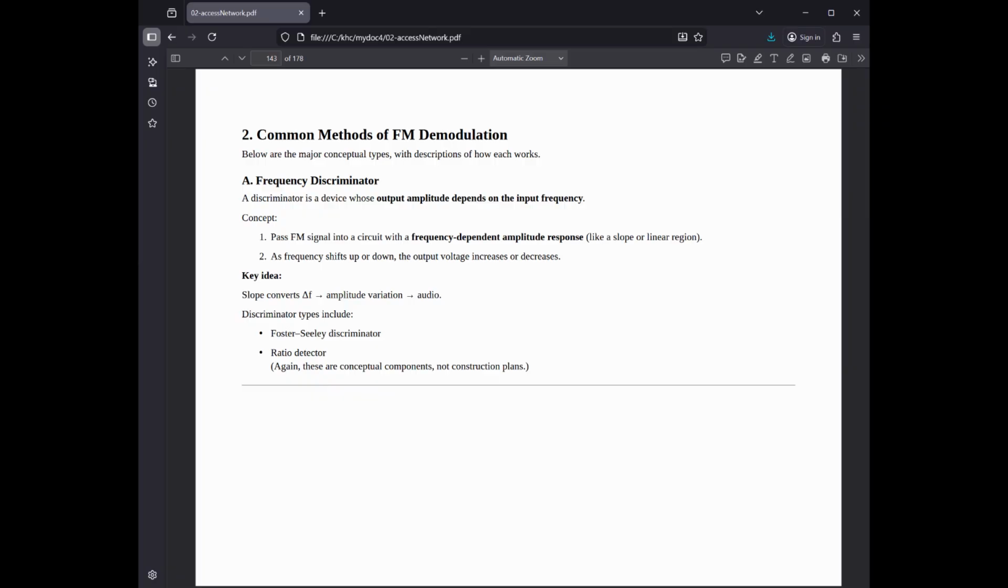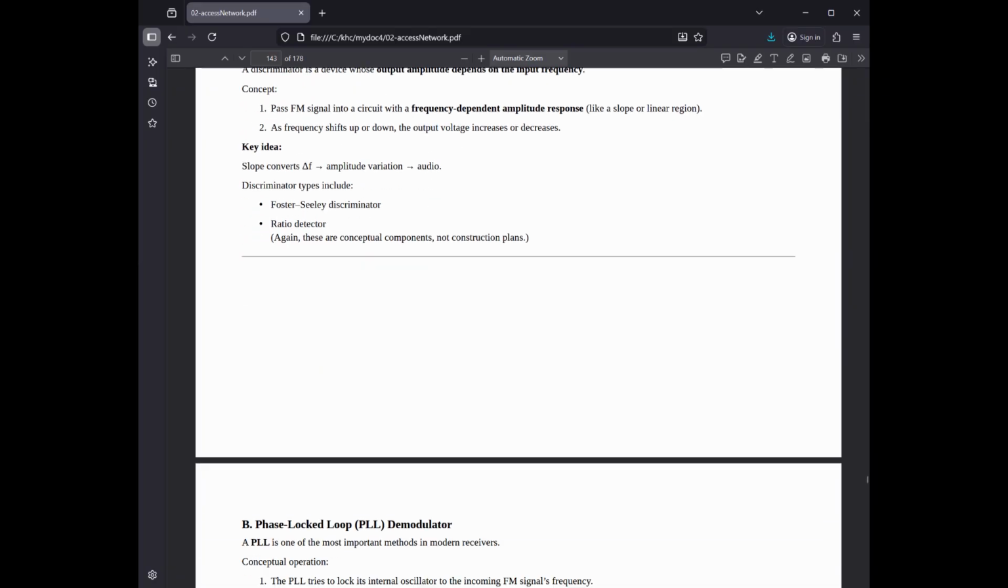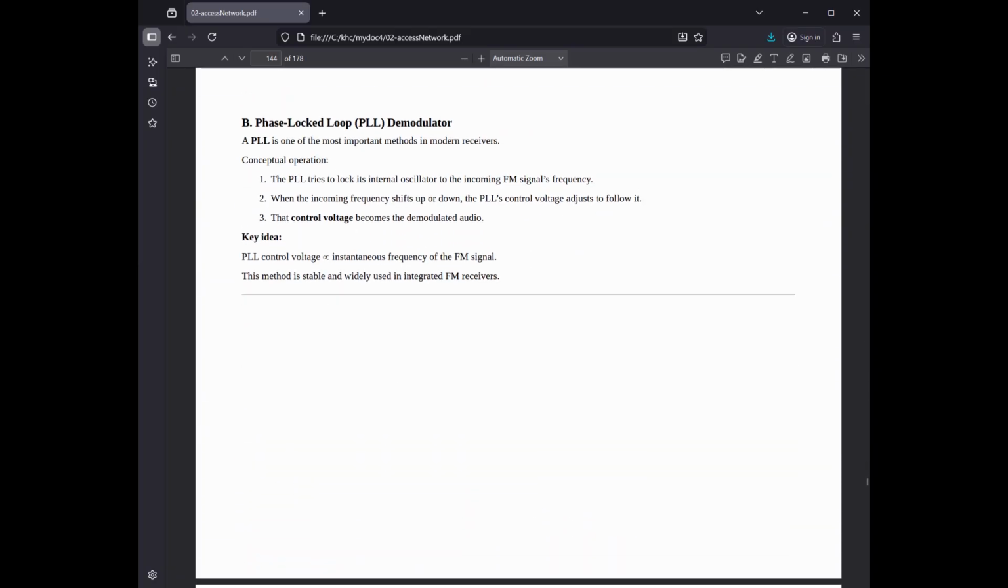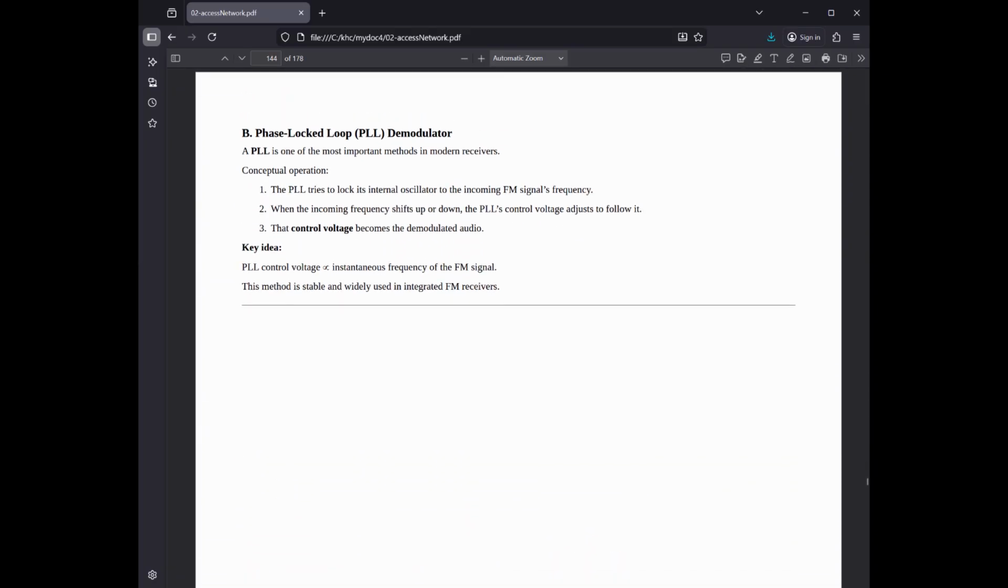B. Foster-Seeley discriminator: a more advanced version that uses a specialized transformer to compare the phase of the primary and secondary windings. It provides much better linearity than a slope detector but still requires a limiter circuit to strip away amplitude noise before processing. C. The ratio detector: this was the standard in older FM radios. It is similar to the Foster-Seeley but includes a large capacitor that stabilizes the voltage. This makes the circuit naturally immune to amplitude noise, meaning a separate limiter stage isn't strictly necessary.